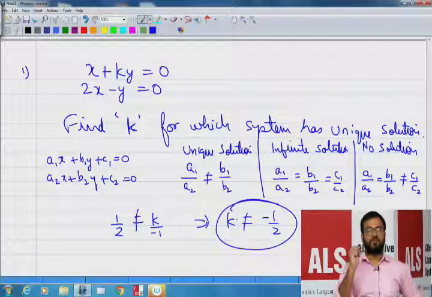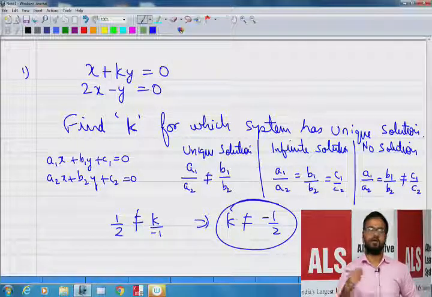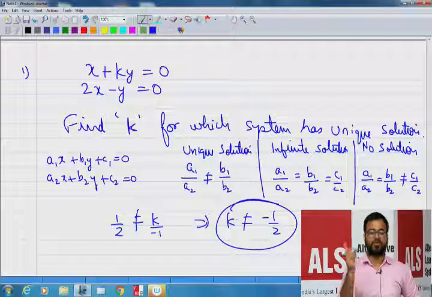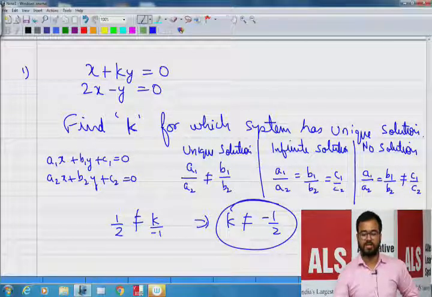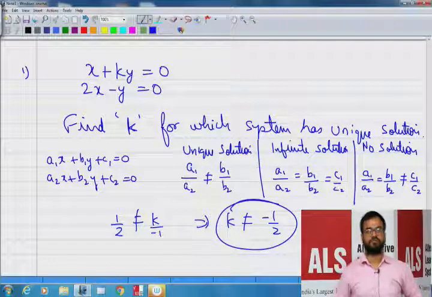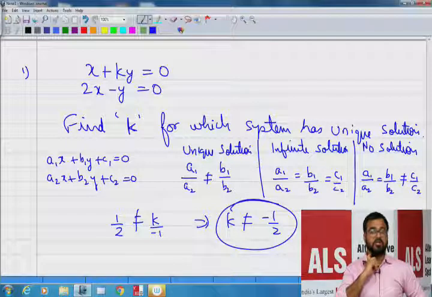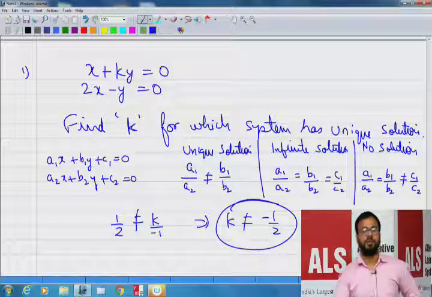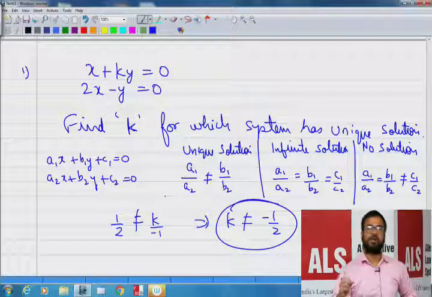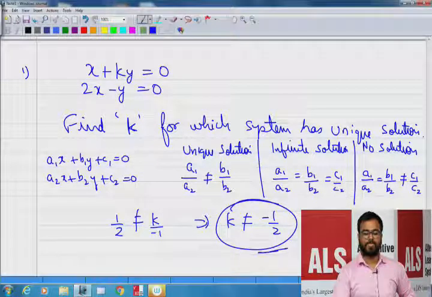So this means for all the values of k other than minus 1 by 2, the system will have unique solution, or if you draw it graphically, they will intersect at one point. That is the meaning of the unique solution. So always remember there are three conditions. There are 100% chances that one question from this chapter will be based on this concept. They can ask you for condition for no solution, infinite solution, or unique solution.